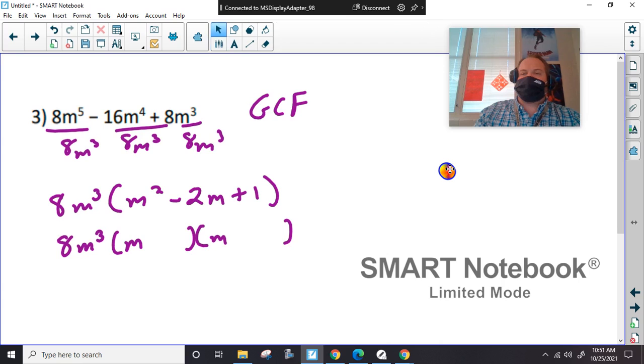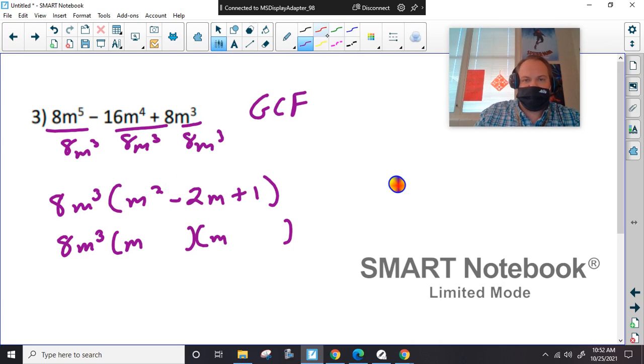As I just said, this tells us our signs are the same. This tells us they're both negative. So what are they? What's the only factor of 1?